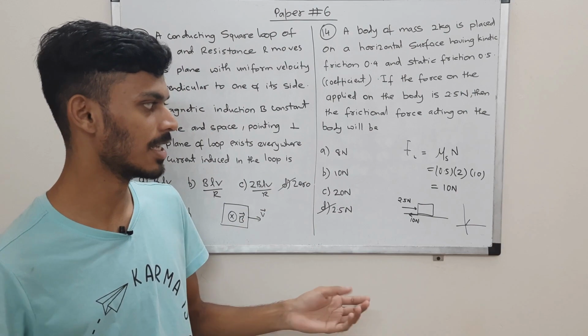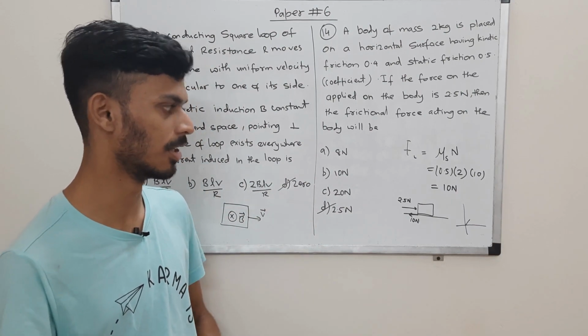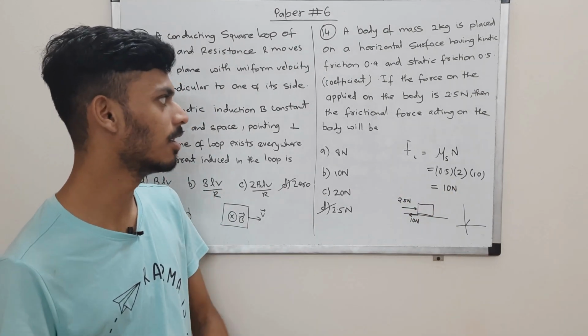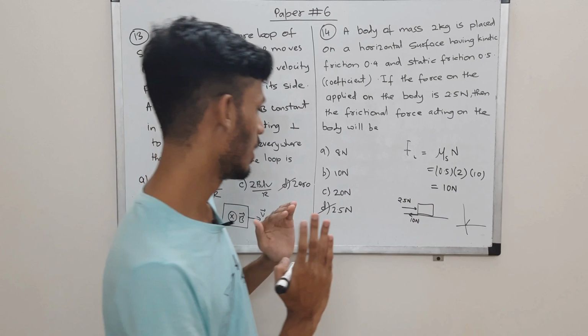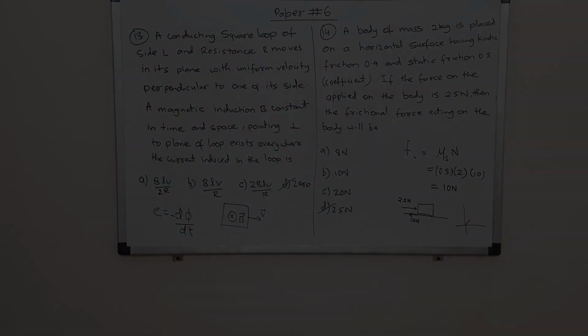In other cases it just cancels the force. Any force less than 10 newtons will be cancelled by the frictional force. Enough of talking. 2.5 newtons is the correct choice over here. Over to the next question.